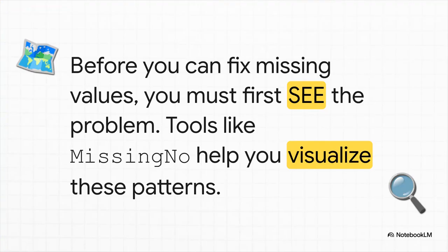Okay, first things first. Before you can fix anything, you have to actually see the problem. You've got to understand the structure of the missingness. Is it just random, or is there some kind of hidden pattern going on? A tool like Missingno is fantastic for this. It basically gives you a visual map of all the holes in your dataset, and that map is the critical first step to picking the right strategy to fix it.